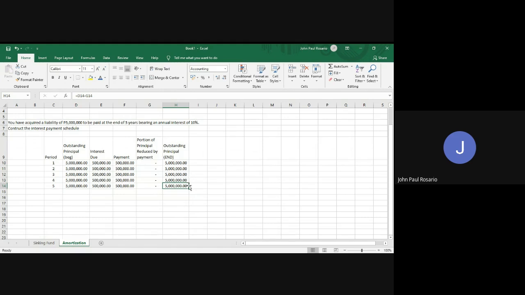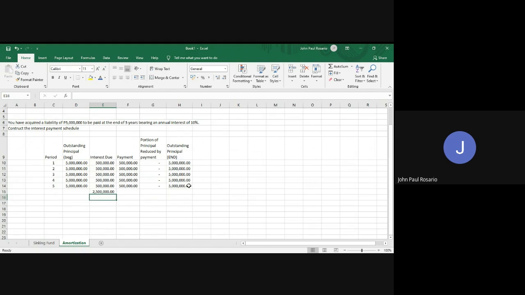However, if you decided that instead of just paying the interest annually, then in a sense you have gross savings in your interest, because if you total your interest here, your interest due totals 2.5 million, which is half of your liability.